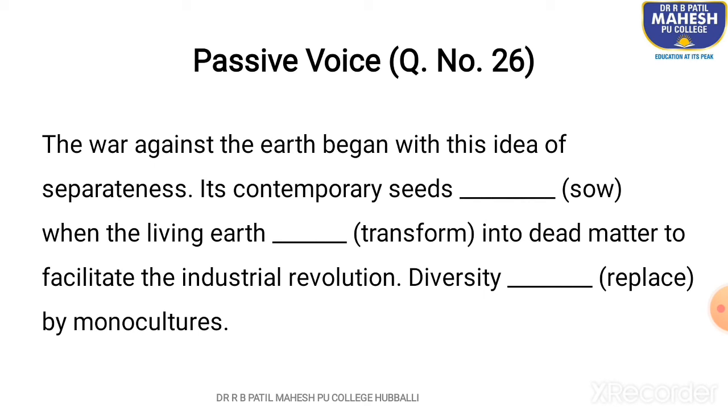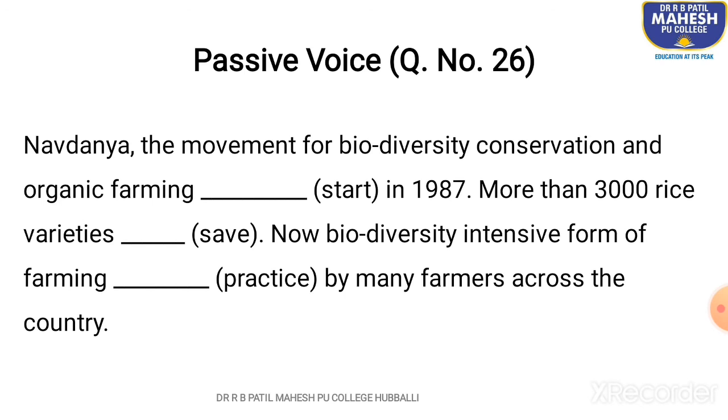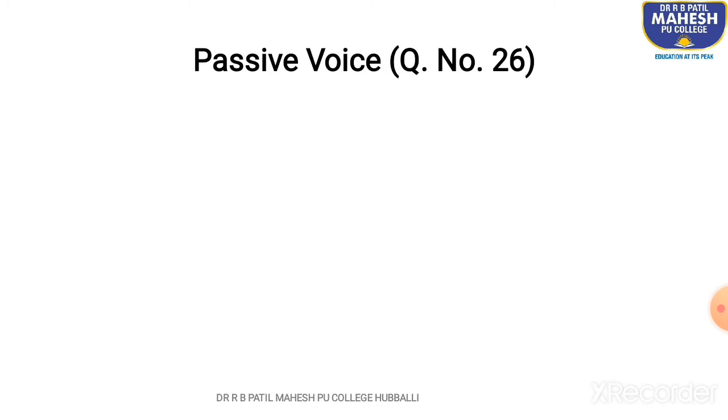Okay, the next exercise is this. Navdanya, the movement for biodiversity conservation and organic farming (start) in 1987. More than 3,000 rice varieties (save). Now biodiversity intensive form of farming (practice) by many farmers across the country. So this is the second one.